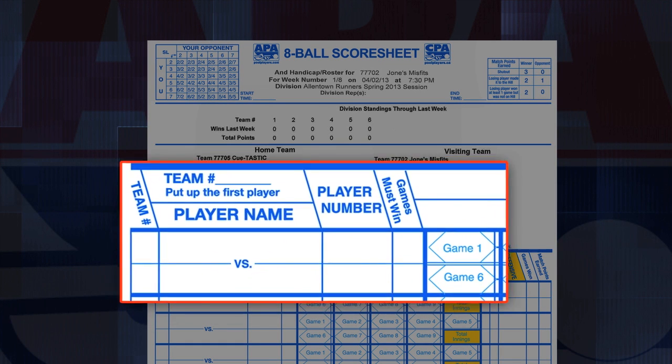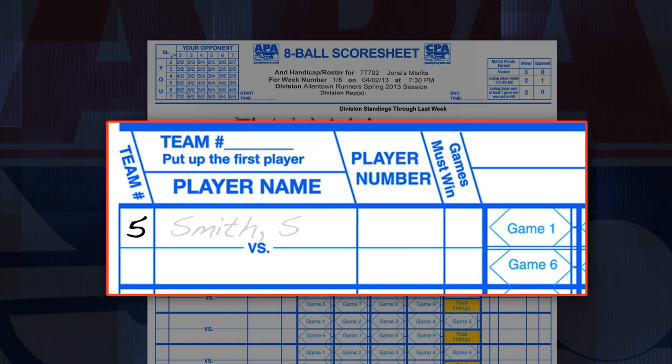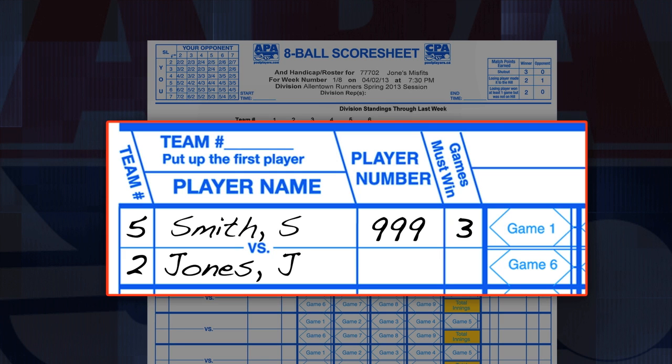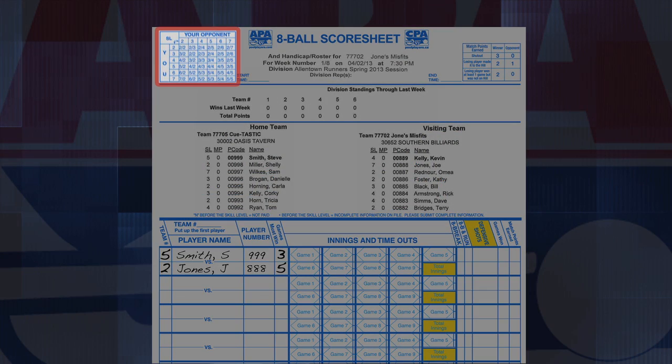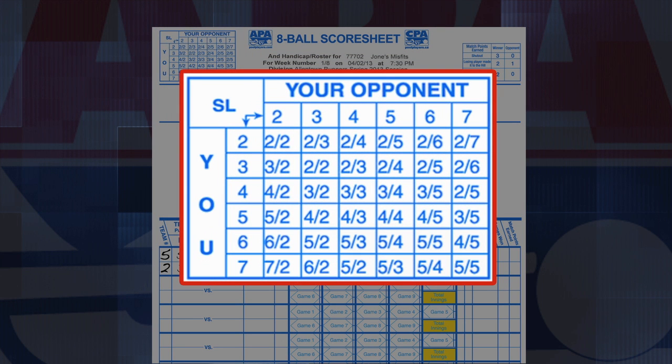So you would list Steve's team number, last name and first initial, player number from team roster, and the number of games Steve must win. Now do the same for Steve's opponent, Joe. To find out how many games Joe and Steve must win, see the Games Must Win chart shown here. The roster says Steve is a 5 and Joe is a 7, so it will be a 3-5 race.